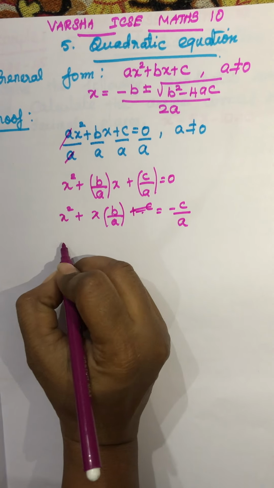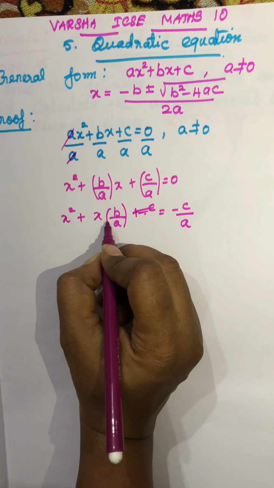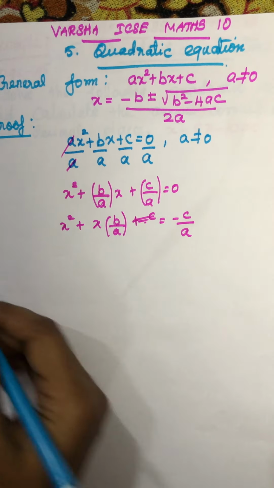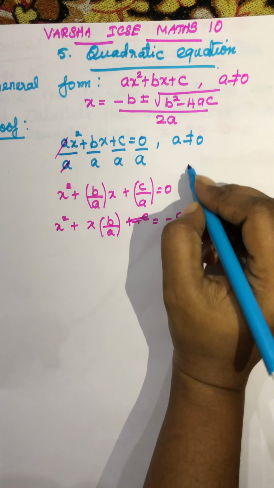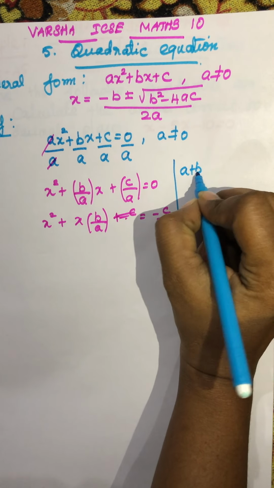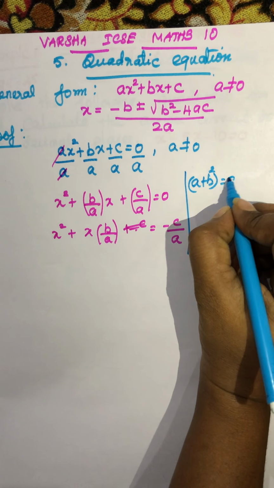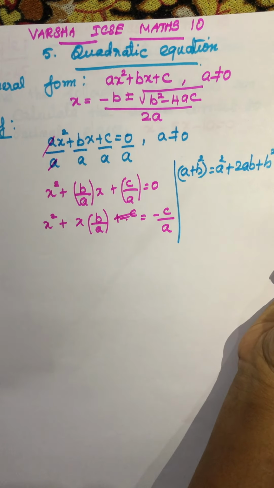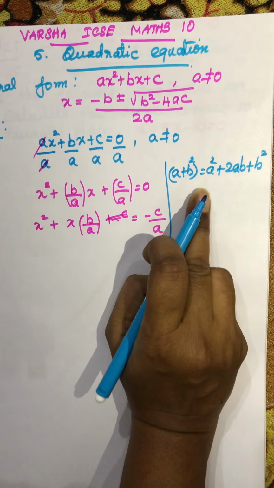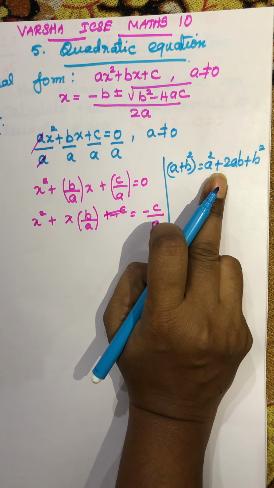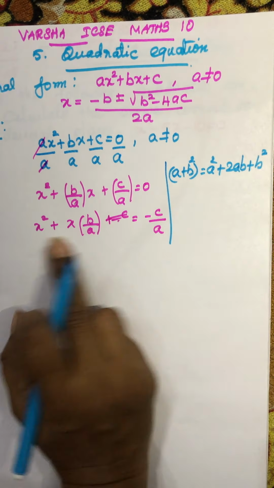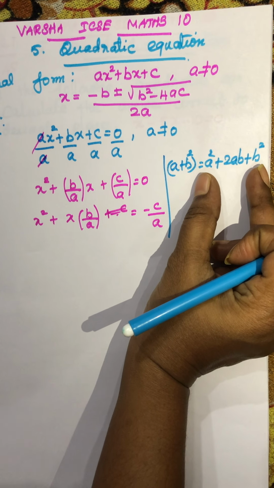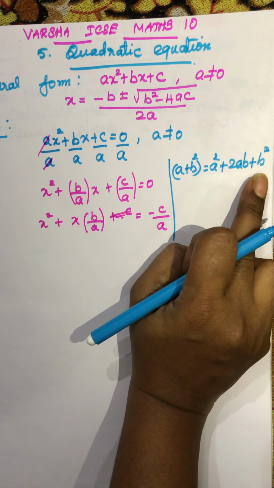Now we need 2. Why, ma'am, do we need 2? Because you know the formula: a plus b the whole square is equal to a square plus 2ab plus b square. So we are going to change this LHS into that form: a square, 2ab and plus b square.